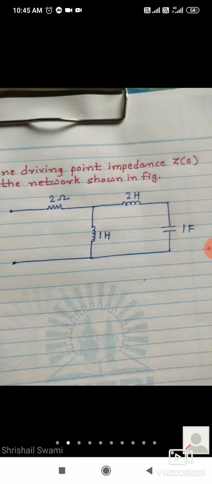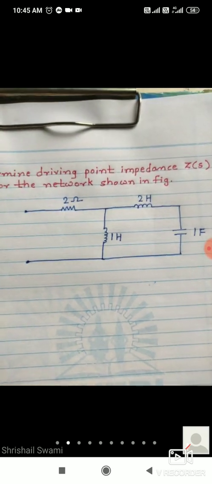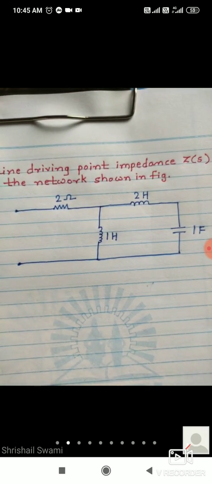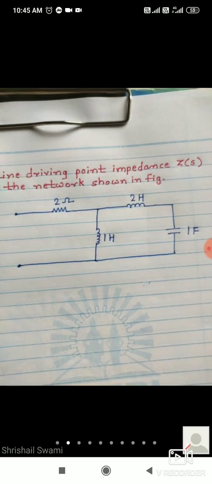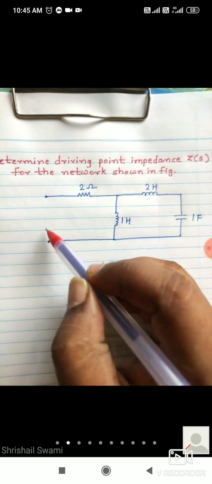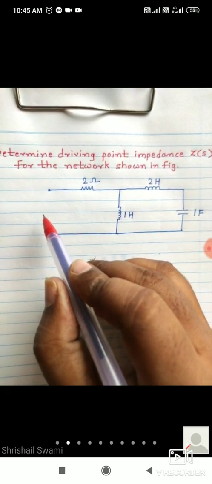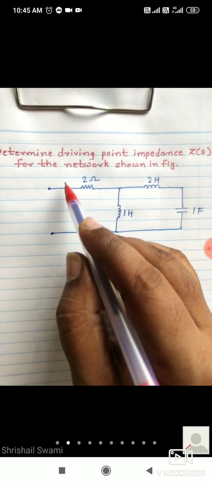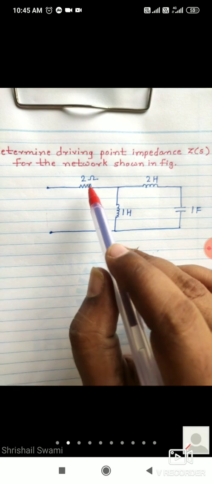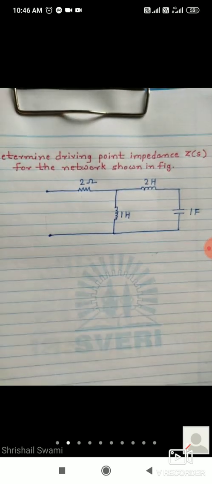So by the question itself we can guess that this is related to a one port network. They are asking for the driving point impedance. Impedance means what? V upon I. So you have to find the driving point impedance at the port 1 dash. They have not given the names, so you can mark Z of S, and you can mark the variables V of S and I of S. All these given values are passive components, that is resistor, inductor, capacitor. You can convert them into the Laplace domain and then solve.